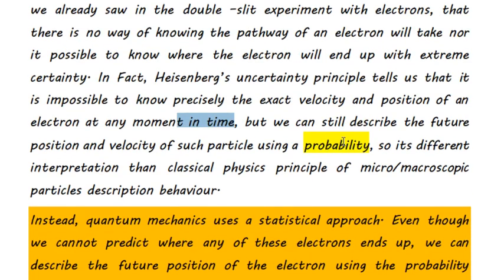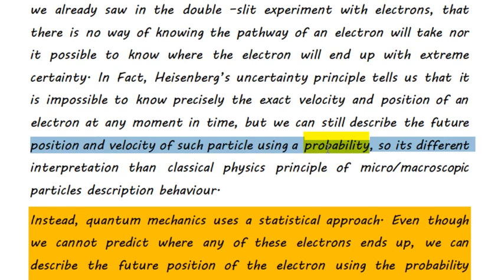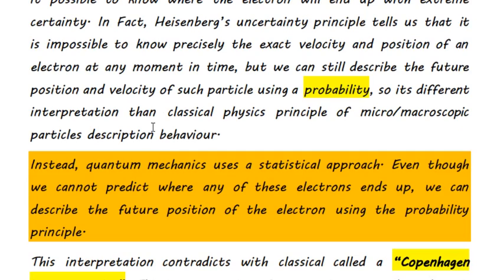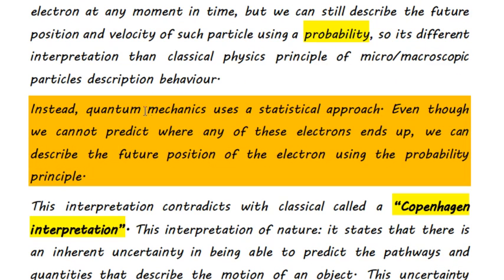But we can still describe the future position and velocity of such a particle using probability. So it's not 100% certainty, not exact, not deterministic. It's a different interpretation from that described by classical physics for micro or macroscopic particles. Instead, as a summary, quantum mechanics uses a statistical approach. Even though we cannot predict where any of these electrons ends up, we can describe the future position of the electron particle using the probability principle.